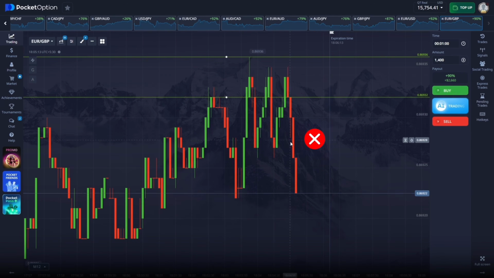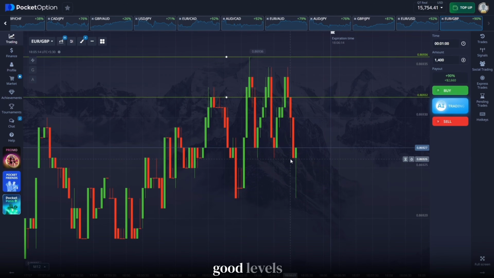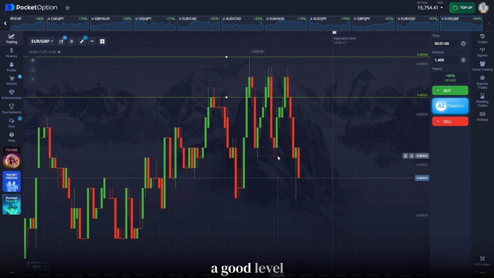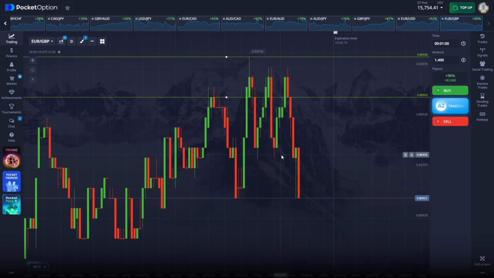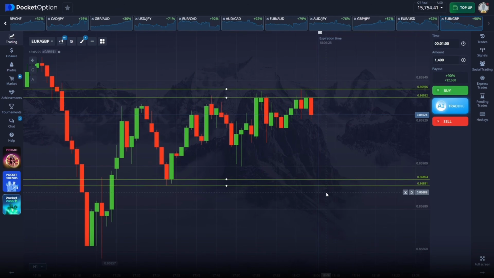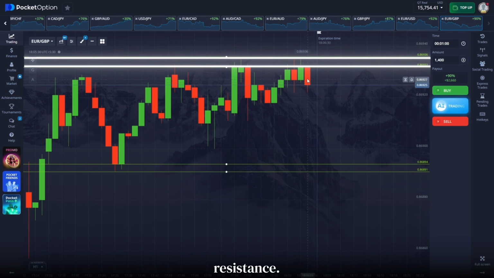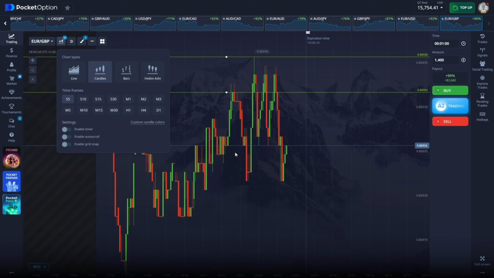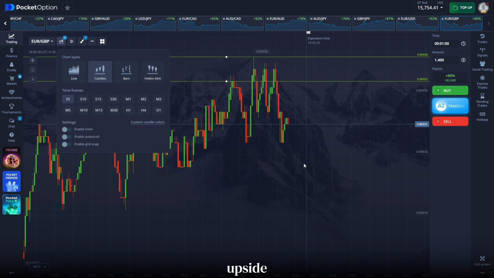I don't feel that we have good levels to trade here. This is not a good level to place a sell trade. I will avoid this setup. I think this is not good right now. I just want to place my trade near this resistance. I don't want to place my trade here, because price can retrace back in the upside direction.